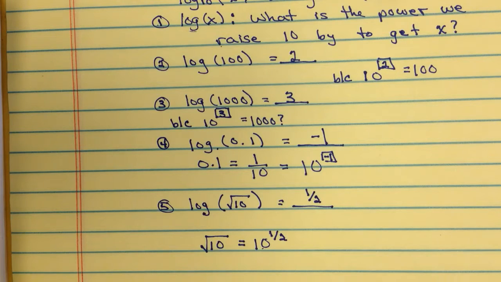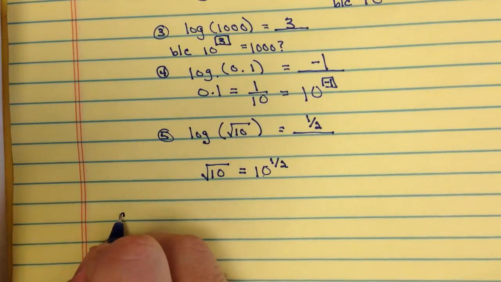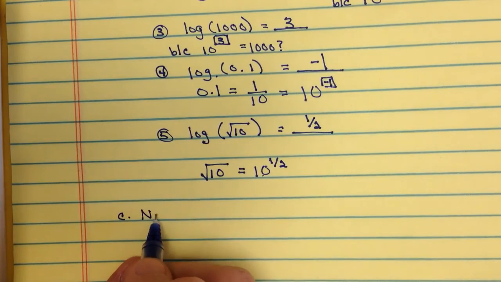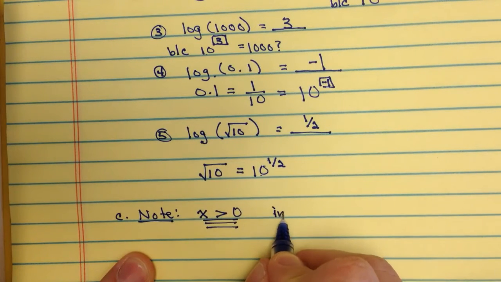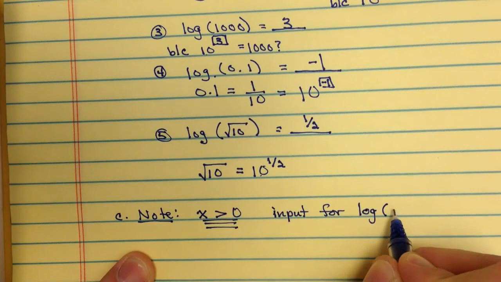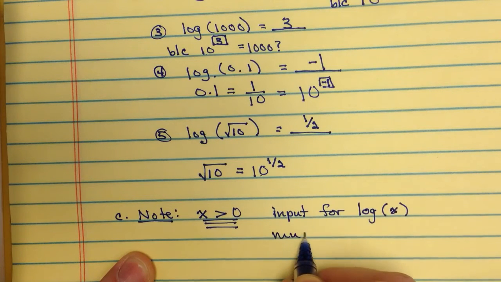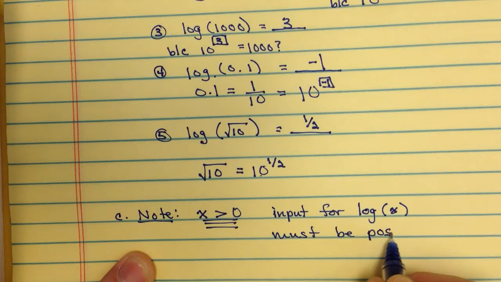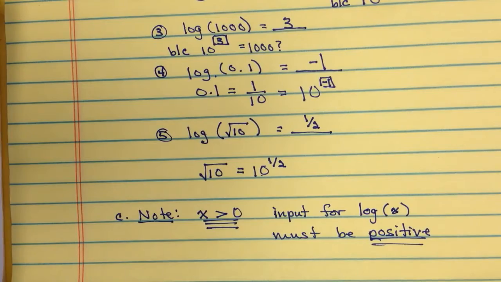Okay, so let's see, a couple things to note. All right, little c. A very important thing to note: the x has to be positive. So the input for log of x, which is x, must be positive. And remember, we're saying positive, so 0 is not an option. It's got to be bigger than 0.